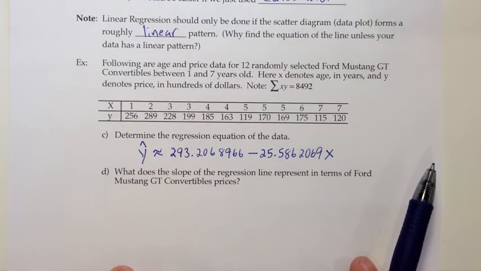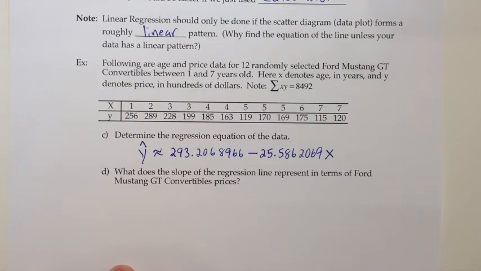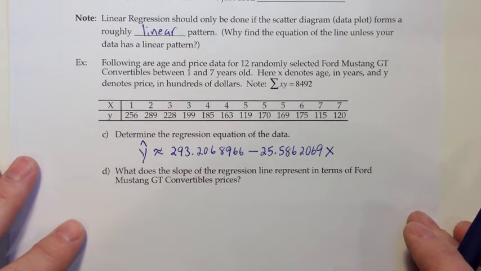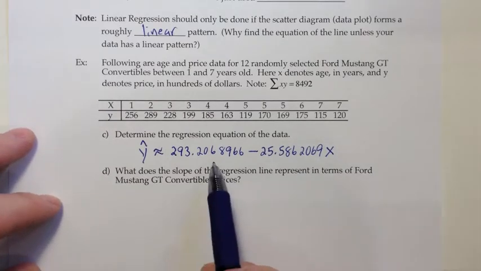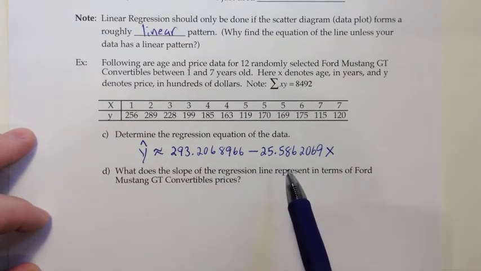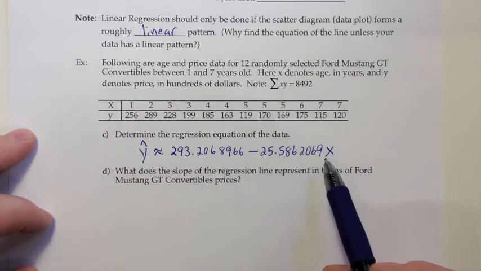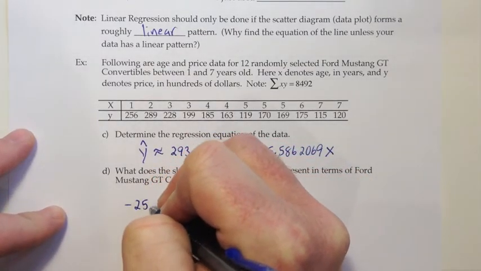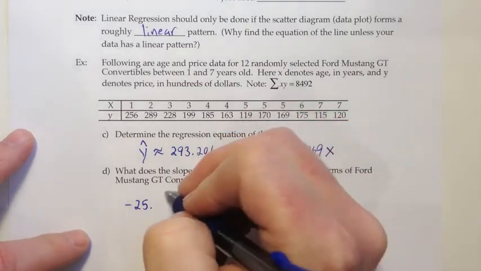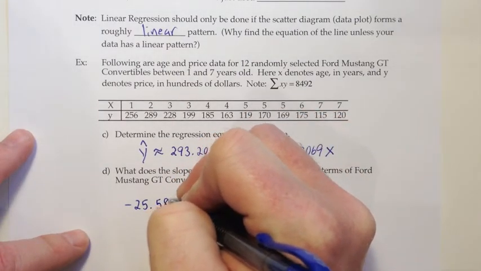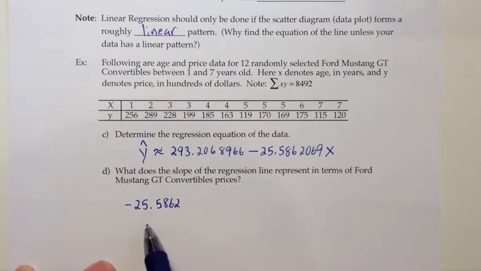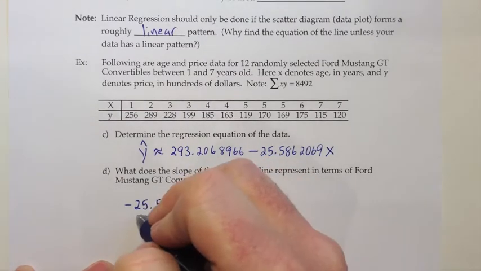Part D. What does the slope of the regression line represent in terms of Ford Mustang GT convertible prices? So the first thing is just figuring out which one of these is the slope, and the slope is our coefficient of x, so that would be the negative 25.5862. I could write the whole thing, but I don't think I'll need that for the interpretation. This is probably even more than I need or want, but I'll go ahead and put that for now.